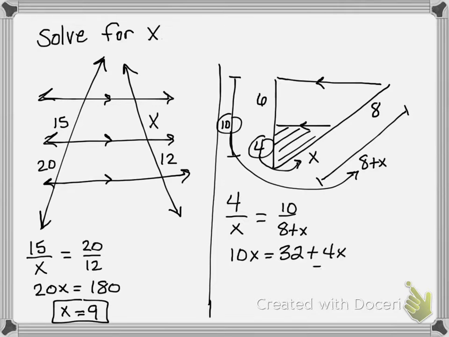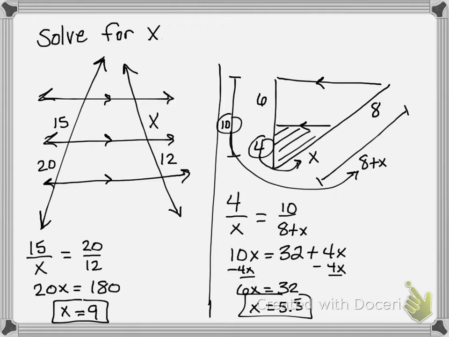And we're solving this equation. We subtract 4x from both sides. You get 6x is equal to 32. And we get that x is equal to 5.3 repeating.